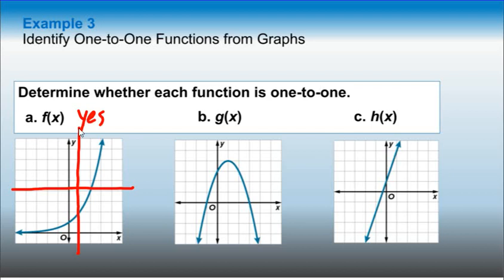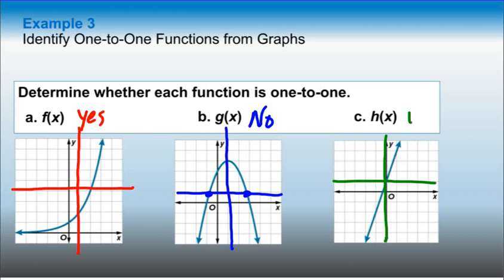Letter B, g of x. If we were to do the same thing, the vertical line test, yes, it passes. The horizontal line check, it does not pass because it crosses here in two places. So one y value has two different x values. So we would say, no, this is not one-to-one. And letter C, for h of x, do the vertical line test. Yes, it passes. And the horizontal line, yes, that passes. So yes, this would be one-to-one.